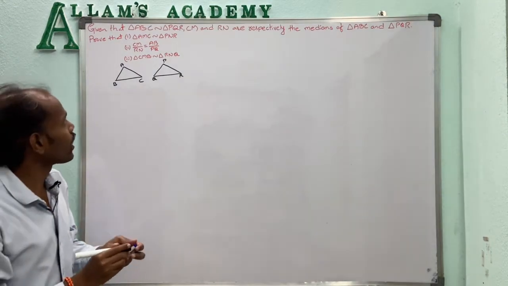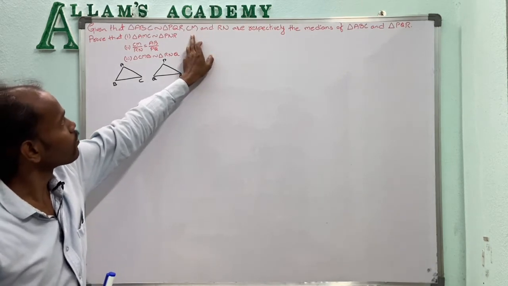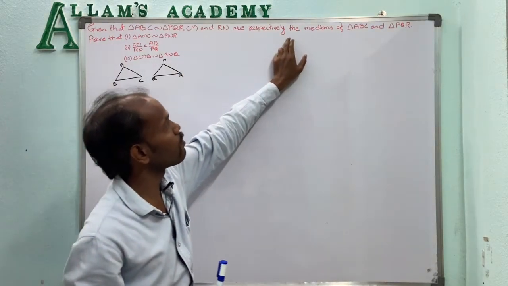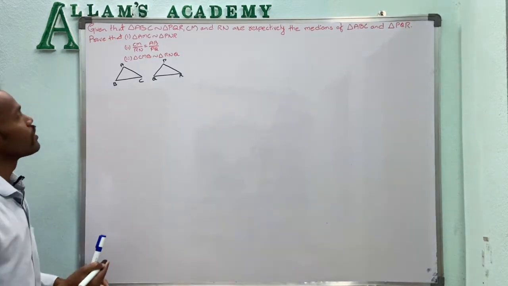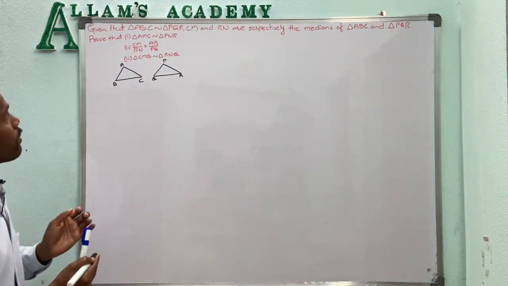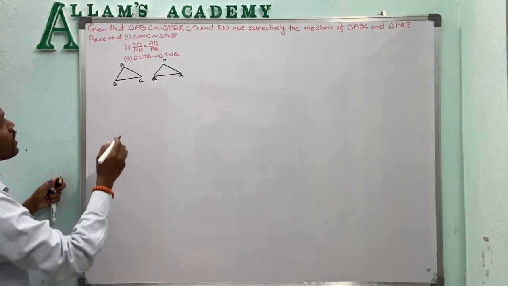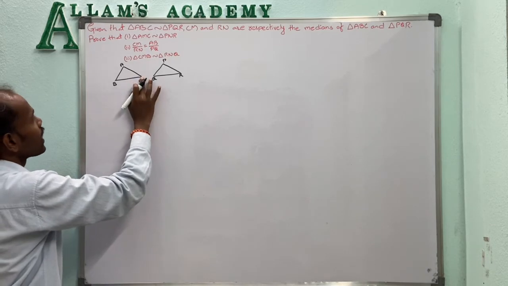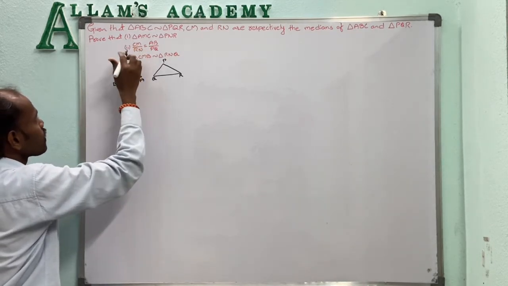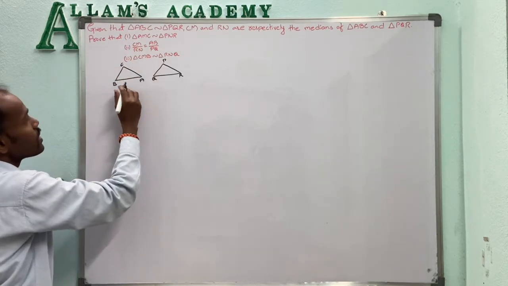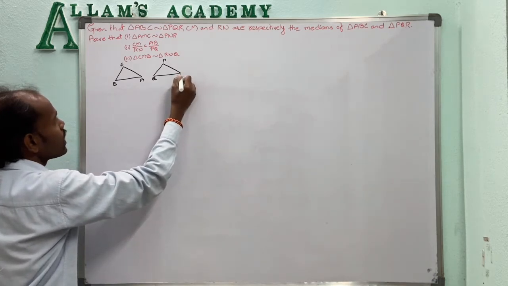ABC and PQR are two triangles drawn, and here CM and RN are respectively the medians of triangle ABC and triangle PQR. So CM is the median of triangle ABC.